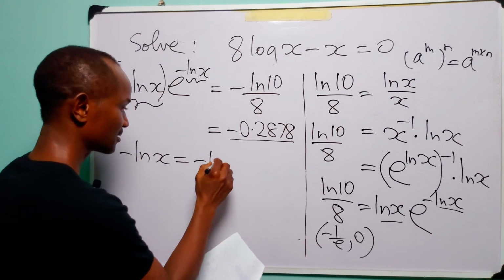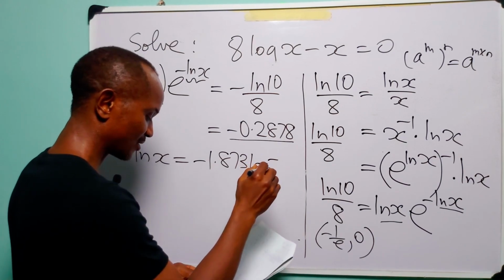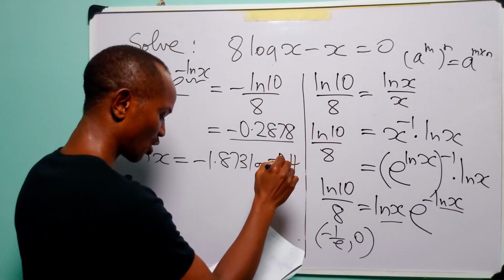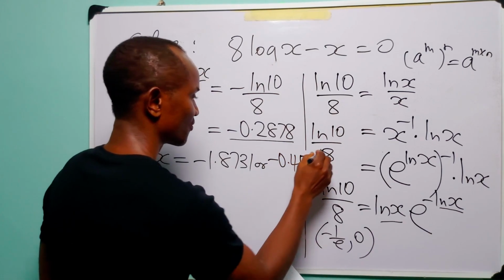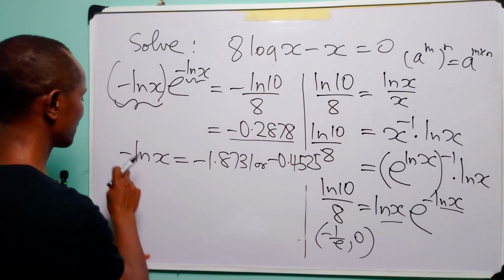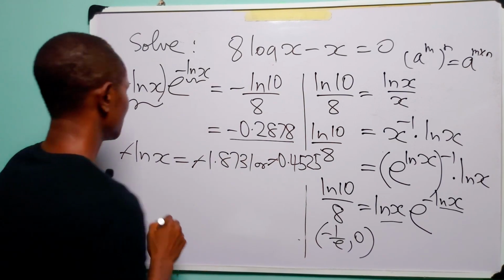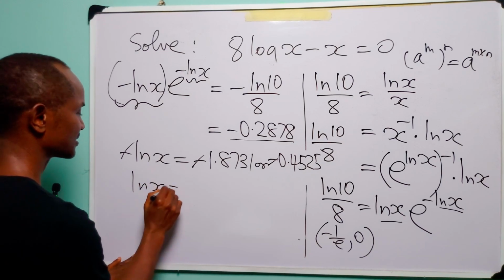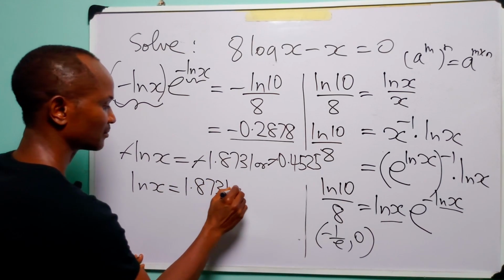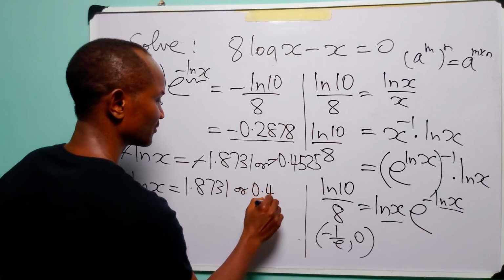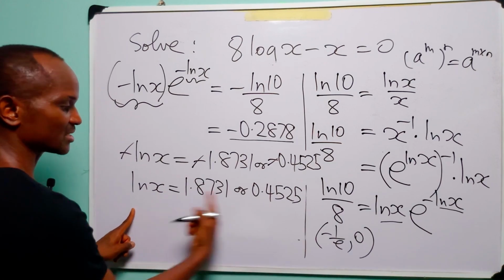In this case, we have that minus ln x is equal to minus 1.8731 or minus 0.4525. Now, of course, we have negative here and we have negative here, so they can cancel, giving us that ln x is equal to either 1.8731 or 0.4525. And of course, you know how to solve this equation.